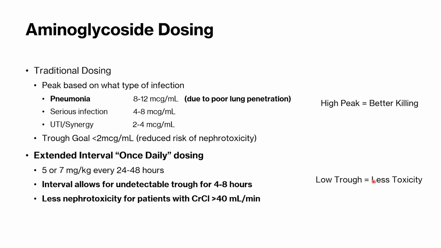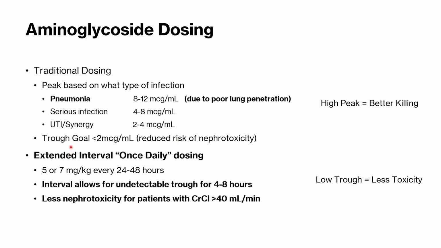So the dosing, there's traditional dosing and extended interval dosing, or once daily dosing. It's typically based on what type of infection. So since there is poor lung penetration in pneumonia, you got to have a higher peak or a higher dose. So when you get to other things, like a serious infection, well, you don't have to dose it as much as long as it's not pneumonia. And then the UTI, since they are excreted renally, you can dose pretty low. Or with synergy, you can dose pretty low because the beta-lactams are doing the heavy lifting. So your goal trough is less than 2 micrograms per mL to reduce the risk of nephrotoxicity.